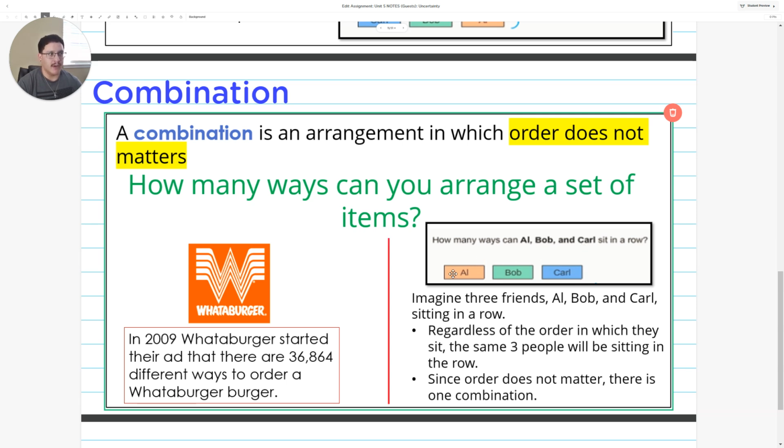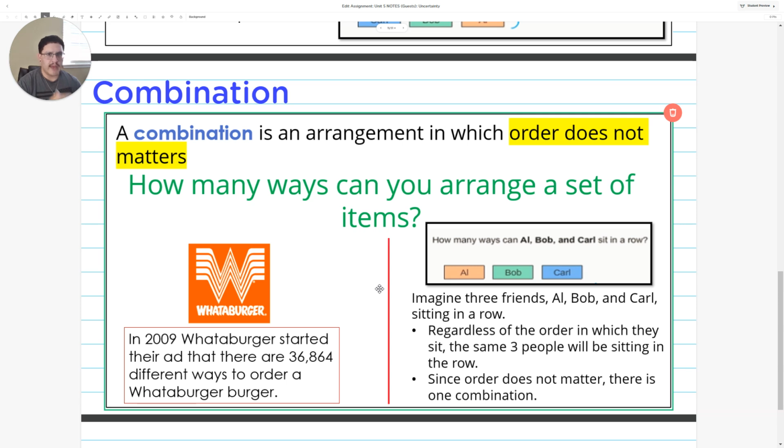Well, for Al, Bob, and Carl, I just don't care who's first, second, or third. So there's really only one way that you can order them in a row. Al, Bob, and Carl. Even if I were to switch Bob and Al around, that doesn't make it unique in terms of combinations. I don't care about the order. I just want them in a unique row. And that's all you can do with combination. So regardless of the order in which they sit, the same 3 people will be sitting in a row. Since order does not matter, there's only one combination.